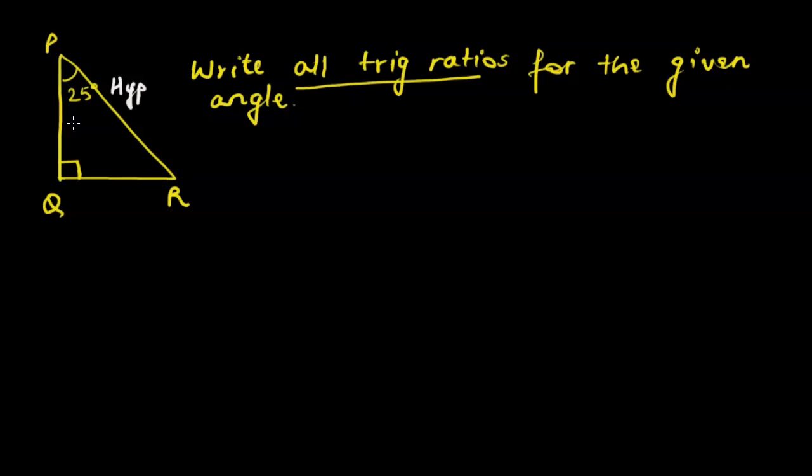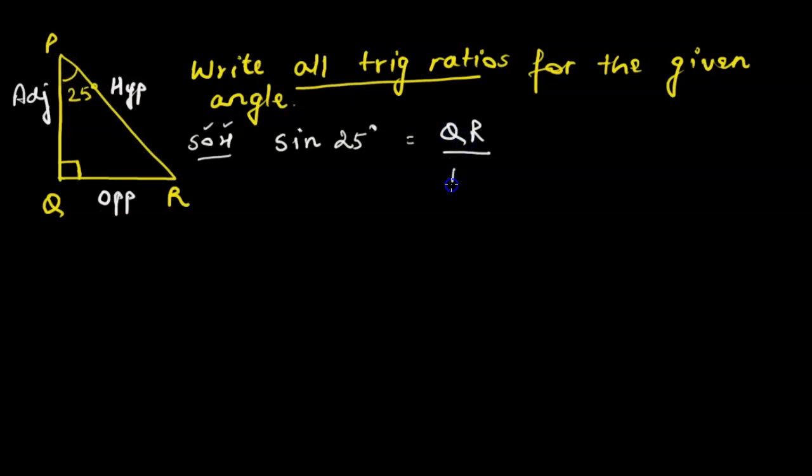The other two sides, opposite and adjacent, are represented with respect to the given angle. So for 25 degrees angle, QR is the opposite side, and for 25 degrees angle, PQ is the adjacent side. Therefore, if we have to write the sine ratio for 25 degrees angle, we put sine 25 is equal to, because sine comes from SOH, and sine is the ratio of opposite and hypotenuse. So sine 25 would be equal to QR side, that is the opposite side, over hypotenuse side, that is PR.